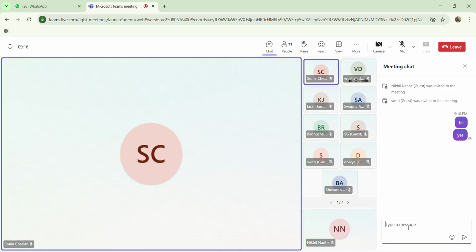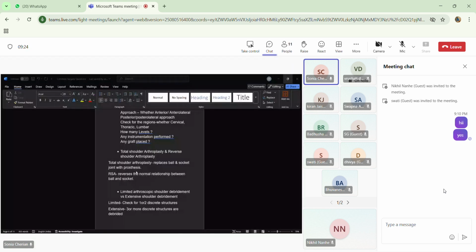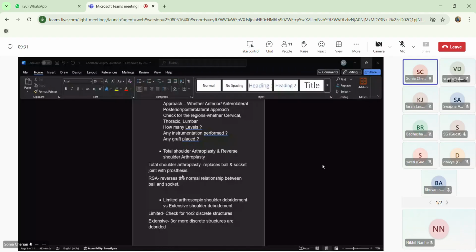Fine. So whenever you're coding for the spinal arthrodesis, you need to check for all these points. Instrumentation is very important. As I told you, it can be anterior or posterior instrumentation, but the first point you need to check is whether the approach is anterior or posterior. If it is anterior, the instrumentation will also be placed through the anterior approach, and if it is a posterior approach, then instrumentation can be placed through the posterior approach only. Okay, that is one thing.